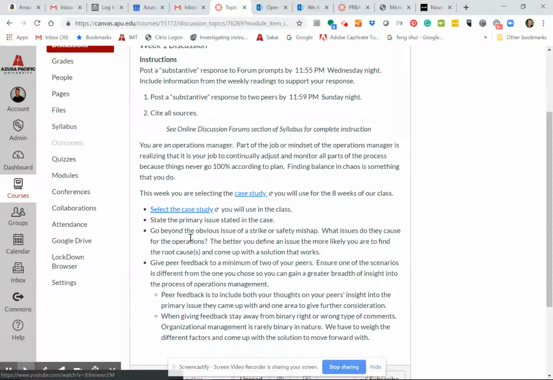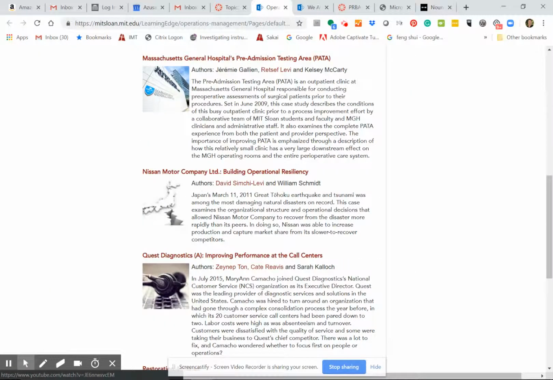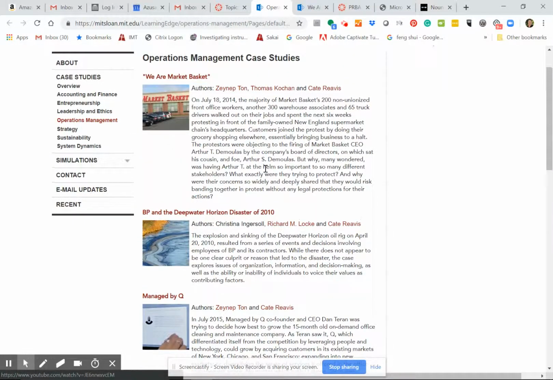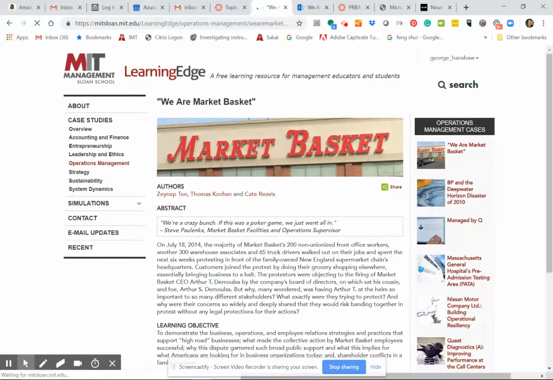Now, in your discussion question, you are asked to state the primary issue in the case and the issues that go beyond the issues that are already stated in the case itself, and look below that. For instance, the first case is Market Basket. They're discussing a strike that happened within the corporation.